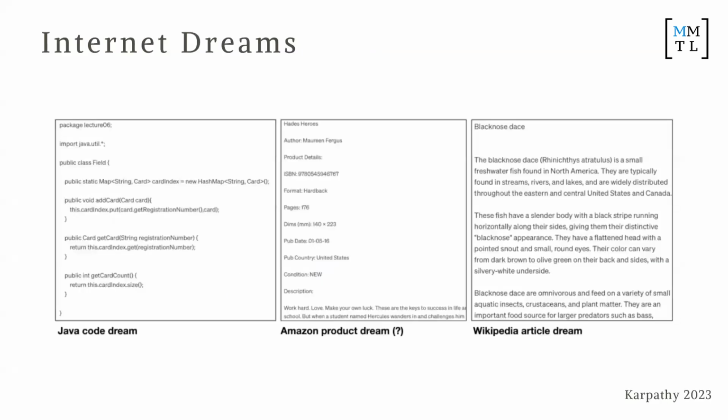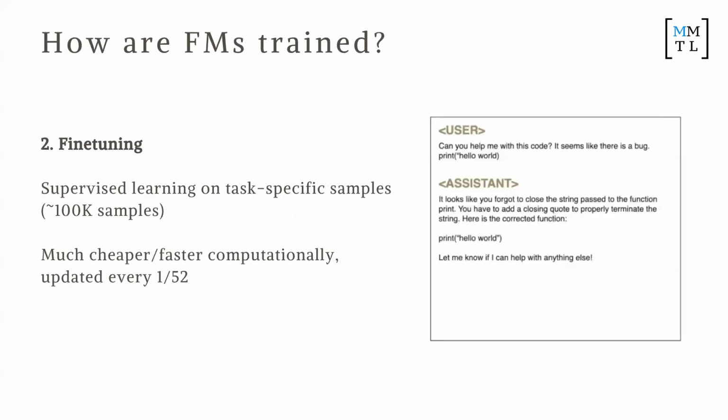Now, once you create it at this stage, the AI spits out this thing. If you train it, for example, on the internet, then it spits out this thing called internet dreams, which is if you ask it for a thing, then it just responds with a random slice of the internet. So for example, it could be Java code, it could be an Amazon product, which it just makes up by itself, right? Or it could be a random Wikipedia article that makes nonsense.